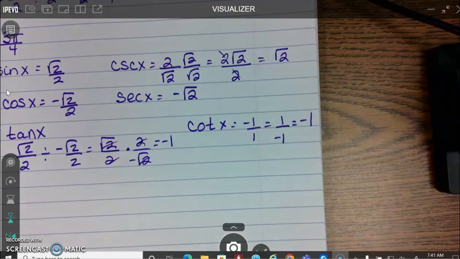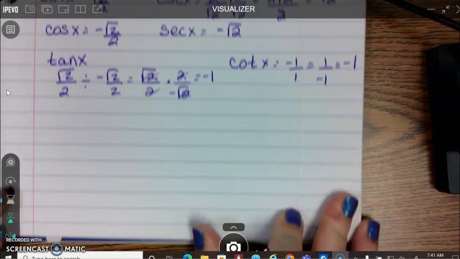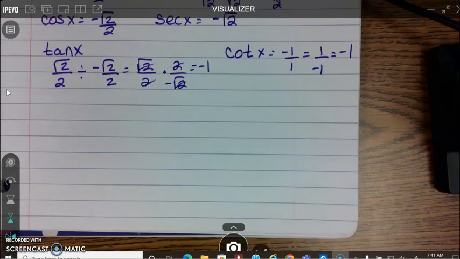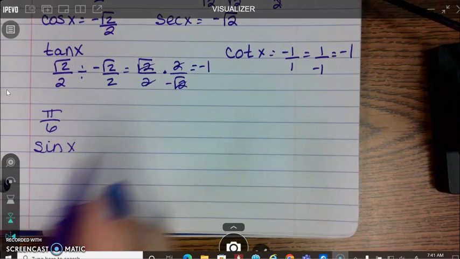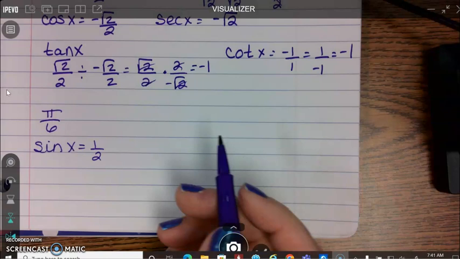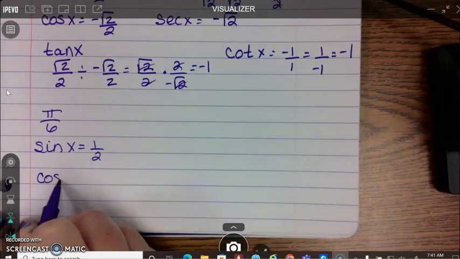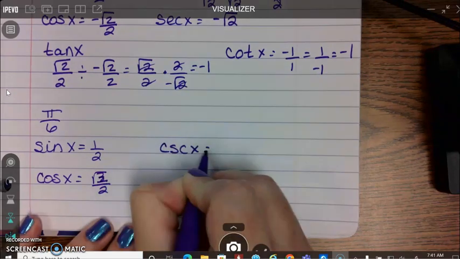Okay. And then let's see if we have enough room to do it here. We'll try it. I'm going to go against what I usually tell y'all. Pi over 6. So sine of pi over 6 is 1/2. Cosine is square root 3 over 2. Okay, I'm going to have to do tangent on the other side. So cosecant is just 2.